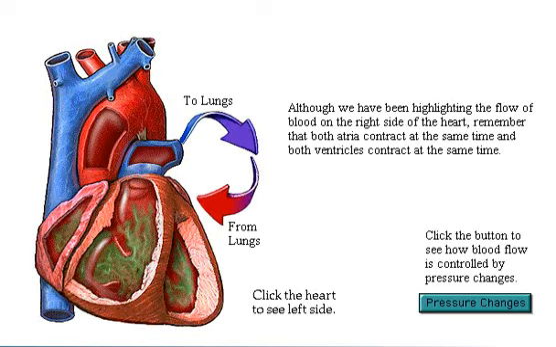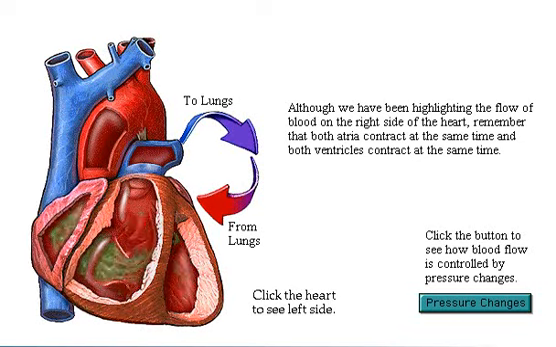Although we have been highlighting the flow of blood on the right side of the heart, remember that both atria contract at the same time and both ventricles contract at the same time. Click the heart to get a better view of blood flow on the left side of the heart. Note that blood flows from the pulmonary arteries to the lungs and then returns to the left atrium via the pulmonary veins.